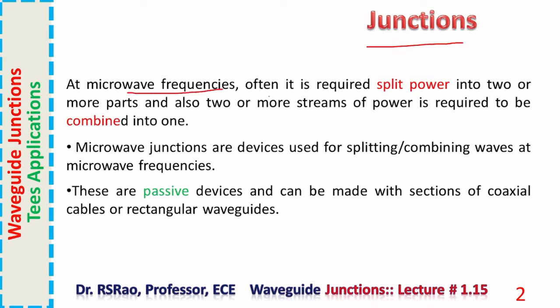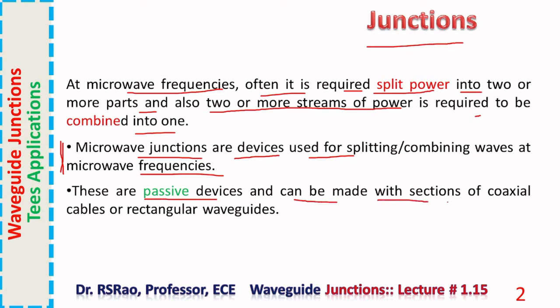At microwave frequencies, often it is required to split power into two or more parts, and also two or more streams of power require to be combined into one. Microwave junctions are devices used for splitting or combining waves at microwave frequency. So this is the definition of a microwave junction. A microwave junction is a device which is capable of dividing a wave into two or more parts or combining two or more waves into a single one. These are passive devices and can be made with sections of coaxial cables or rectangular waveguides.